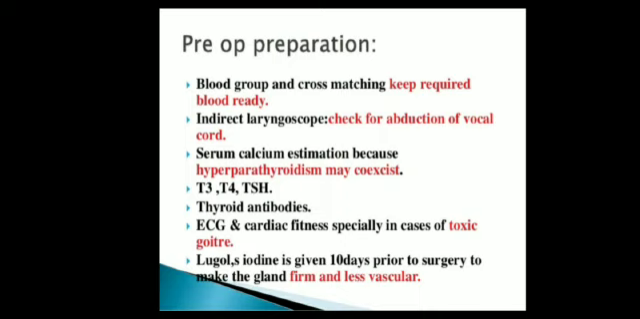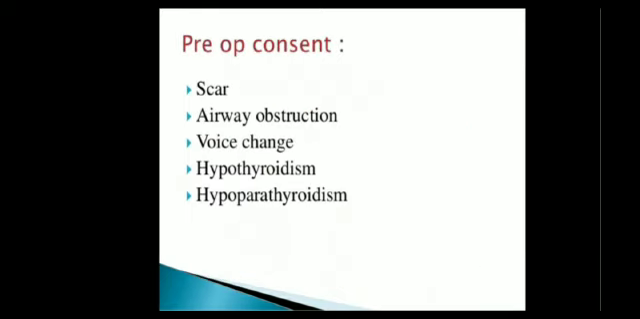Pre-op preparation. Before preparing the patient for OT: blood grouping and cross matching, keep required blood ready. Indirect laryngoscopy, check for abduction of the vocal cord. Serum calcium estimation because hyperparathyroidism may coexist. Check levels of T3, T4 and TSH. Check for thyroid antibodies, ECG and cardiac fitness, especially in case of toxic goiter. Lugol's iodine is given 10 days prior to surgery to make the gland firm and less vascular.